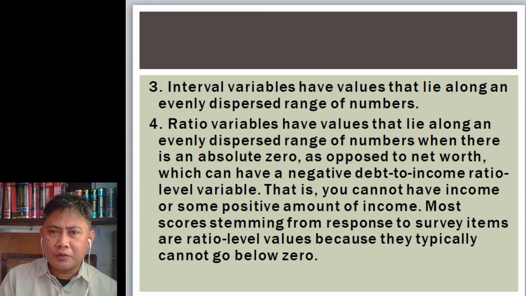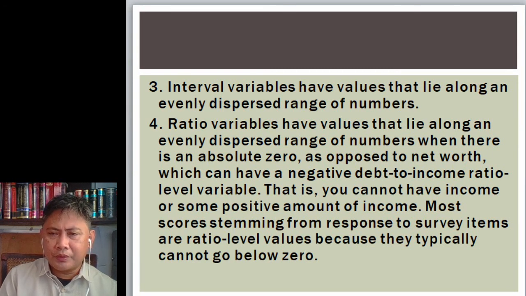The third level is what we call the interval variables. These variables already have values that lie along an evenly dispersed range of numbers. An interval scale is one where there is order and difference between two values, so it's meaningful. Examples of interval variables include temperature in Fahrenheit or in Celsius, the pH reading, or the SAT score of the students. The credit score, for example, is from a range of 300 to 850. Examples of interval data include temperature, and net worth as well.